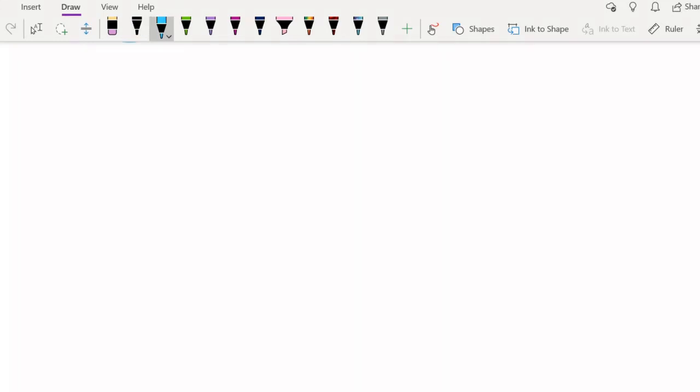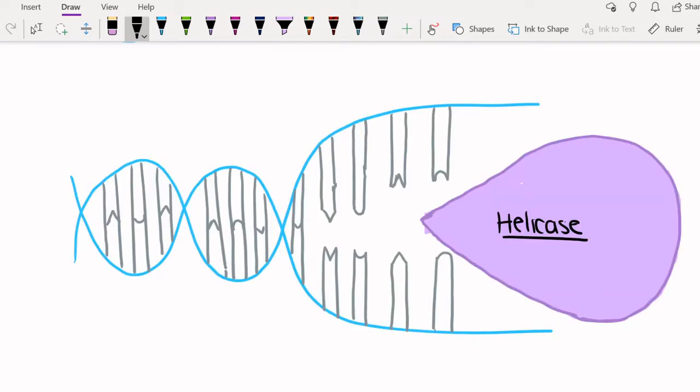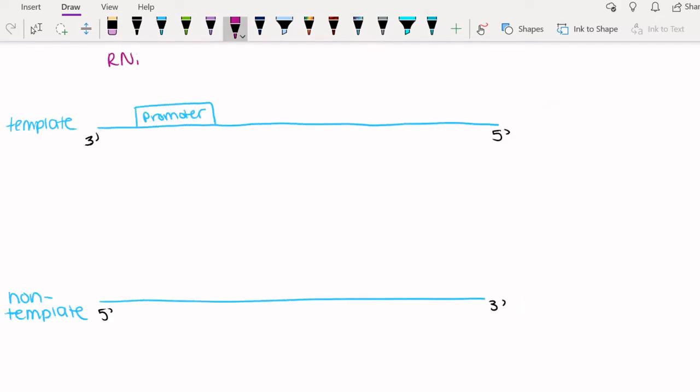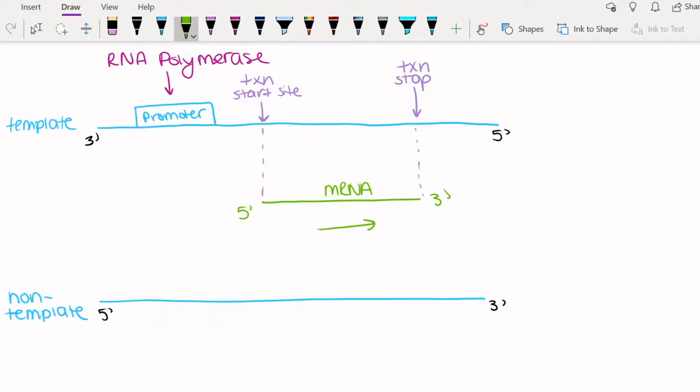The enzyme helicase separates the DNA strands so transcription can occur. The main enzyme involved in transcription is RNA polymerase. RNA polymerase binds to the promoter, which is a region of DNA. From there, RNA polymerase moves across the DNA strand and uses it to create a complementary mRNA strand.